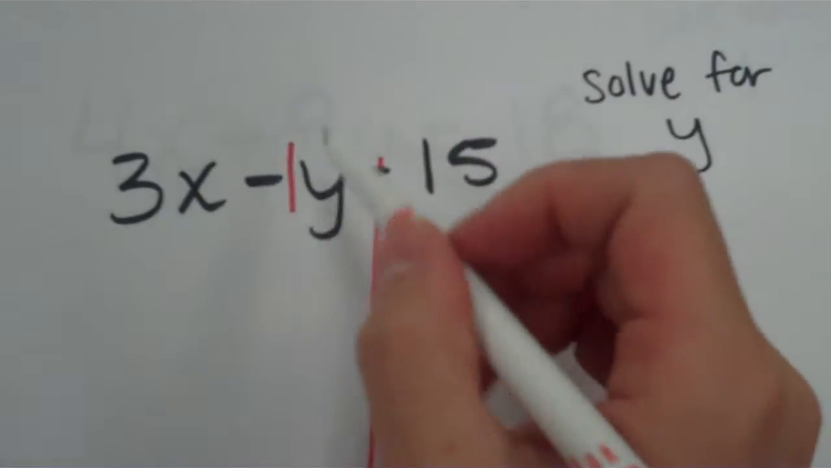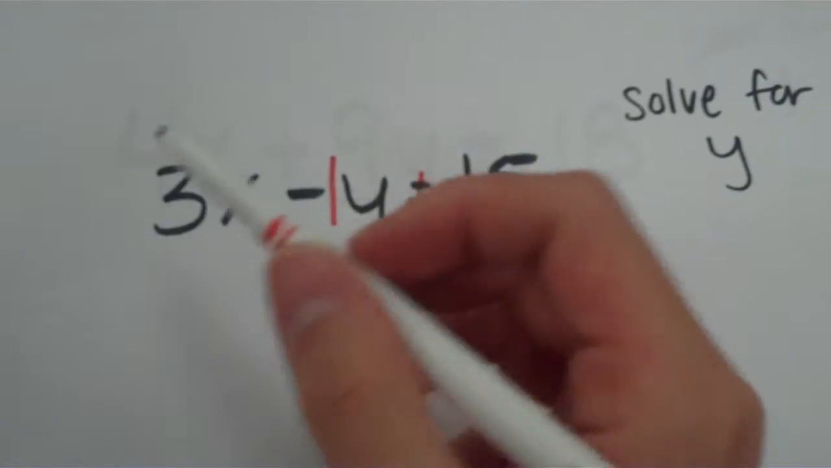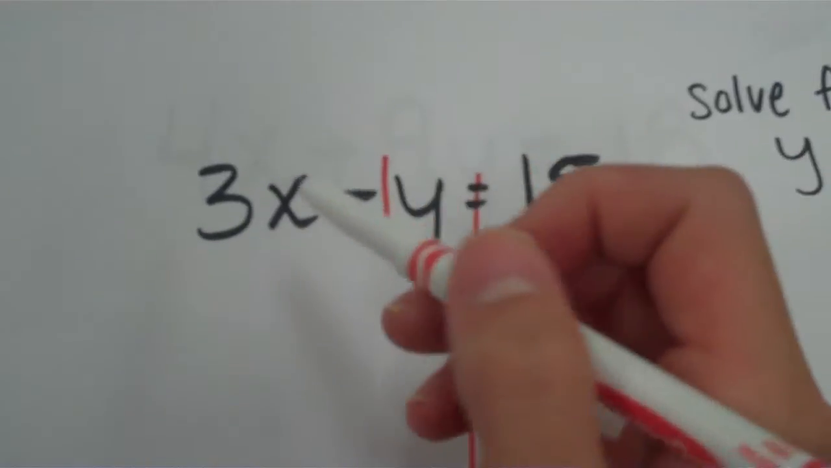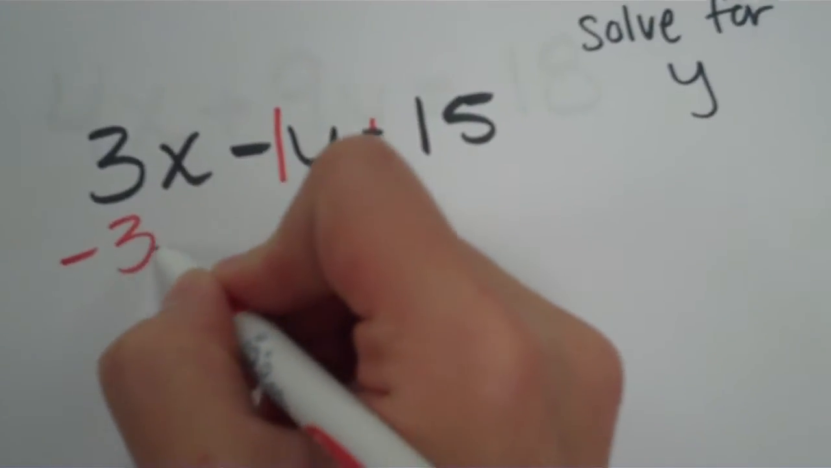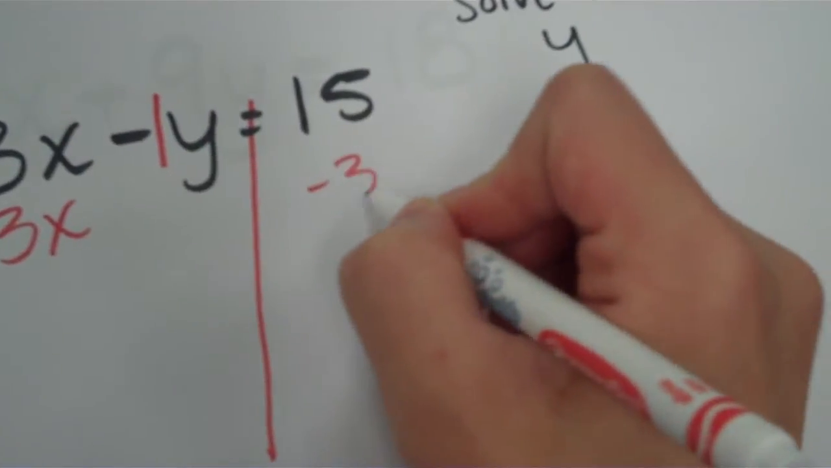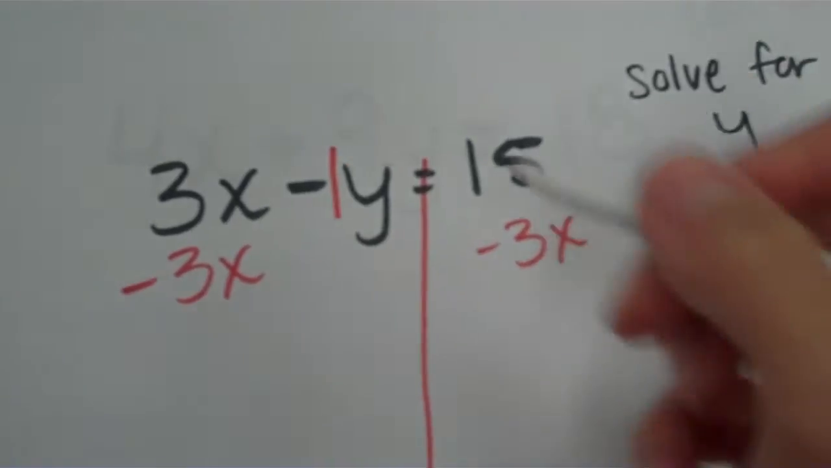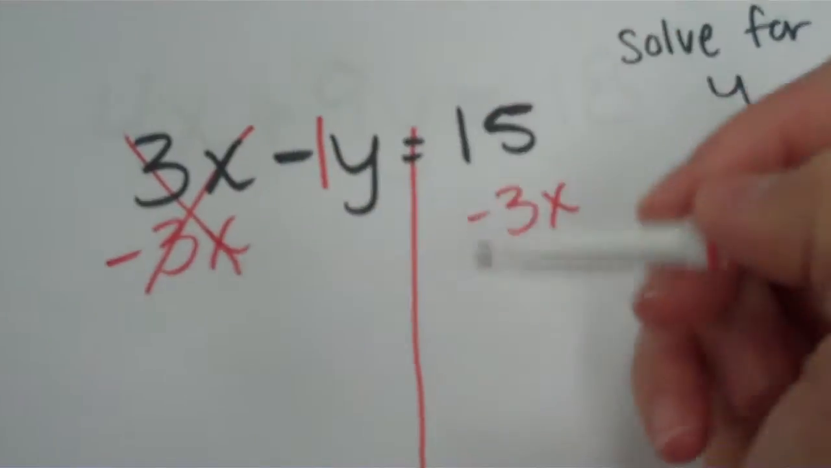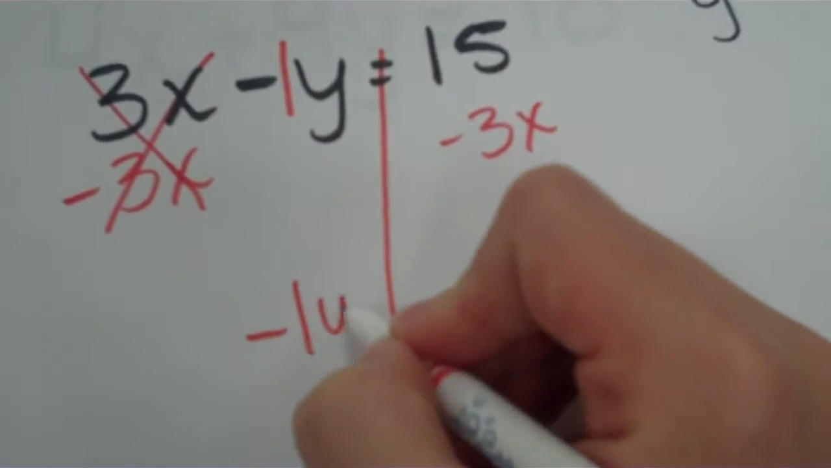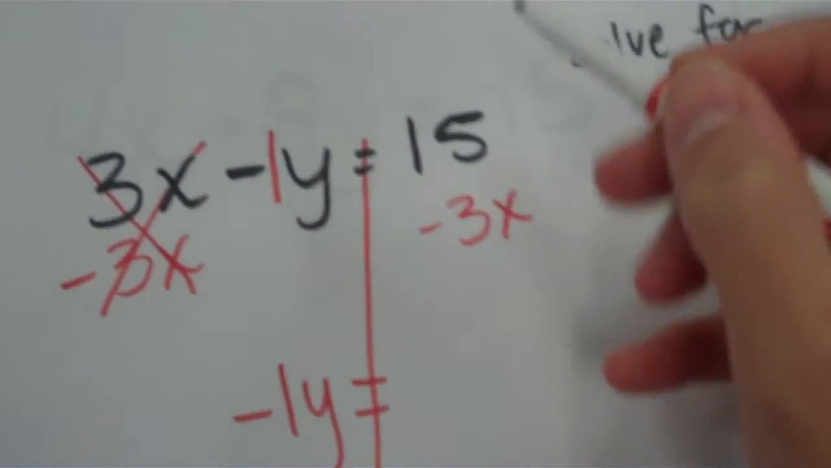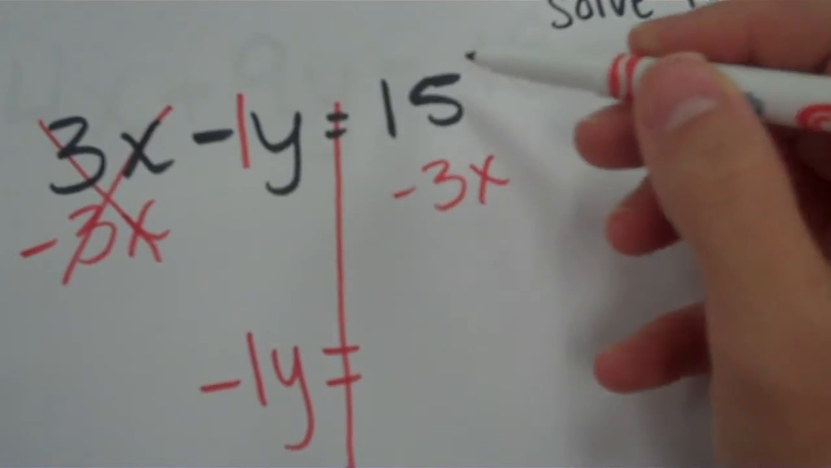So I'm y, negative 1 is my best friend. I'm going to kick out a positive 3x. The opposite of positive 3x is negative 3x on both sides. Okay? This goes away. I'm left with negative 1y equals. Yet again, I can't subtract this because that's an x and that's not.